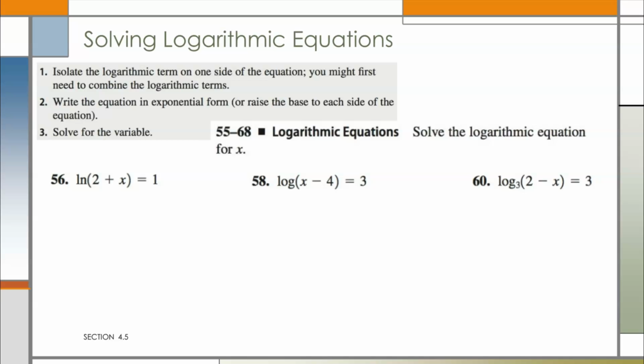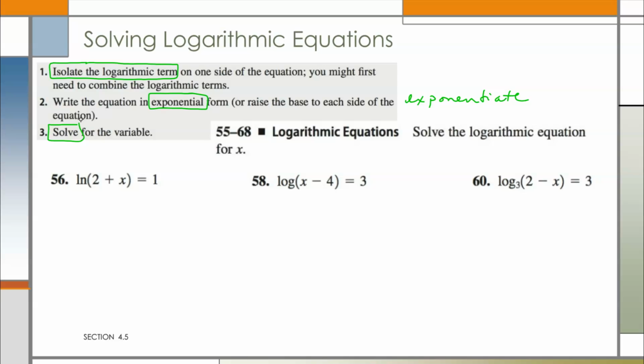Okay, solving logarithmic equations, we're going to isolate the logarithmic term on one side of the equation. Sometimes we first might need to use our laws of logarithms to combine into one logarithm. How do I get rid of a log? I use an exponential of the same base. We raise the base to each side of the equation, and this is called exponentiating. Then we solve for the variable.